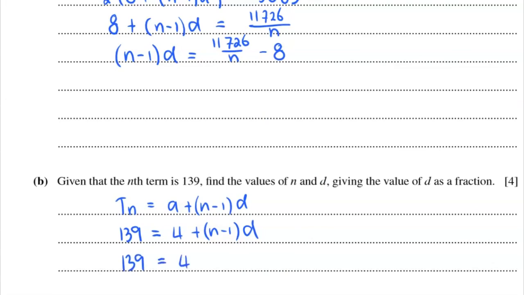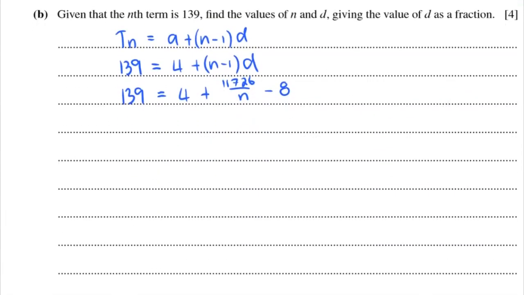Ooh, that 4 could have gone over and subtracted from 139. Oh, let's not do it. Okay, we'll do it later. Instead of that, we're going to put 11,726 over n minus 8. And we've got one equation, one unknown. Surely we can find out what n is.